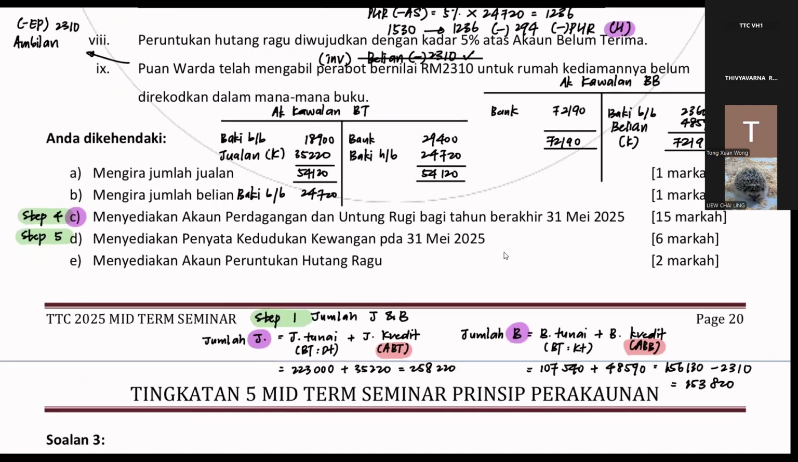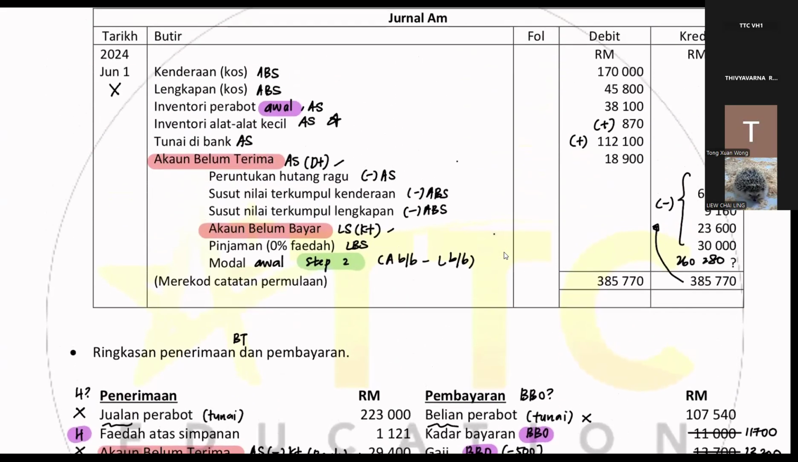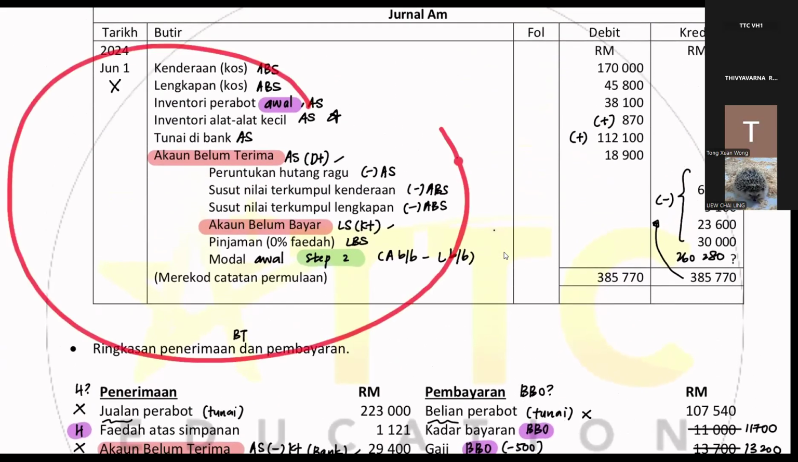For PKK, let me use color blue. Okay, PKK, you need all the asset and liability equity per milik, but only for Baki HB, only the balance for last day only, yeah. So, do you need the Baki BB for PKK? Need or not? Yes or no?